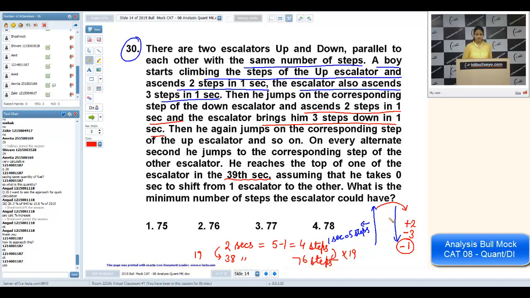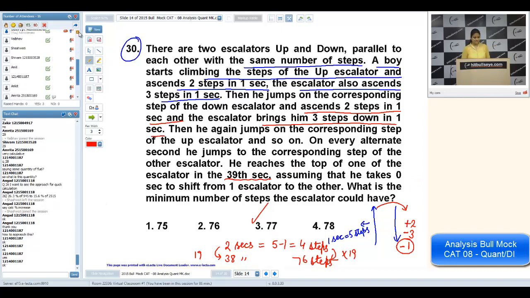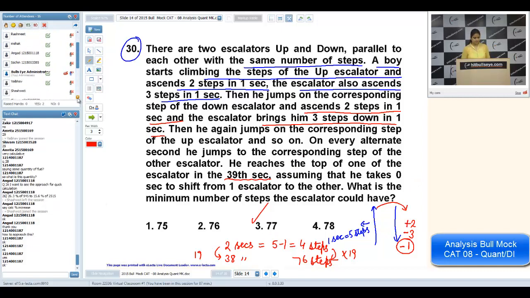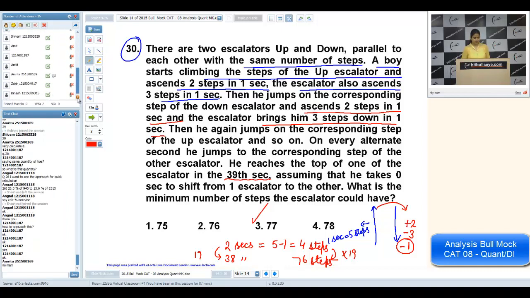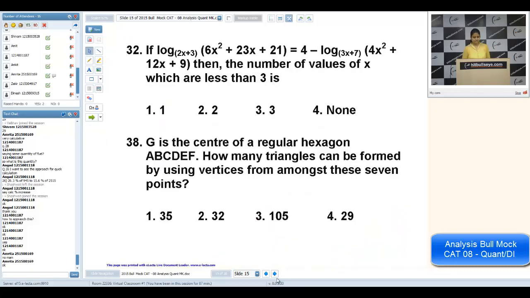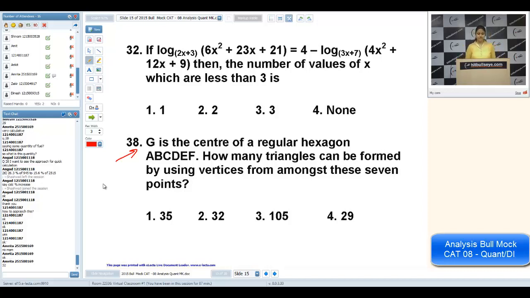Since we are talking about the minimum number of steps, what is the answer? 77. It was a long story, but the question was very, very easy. Is it okay? Yes, Amrita, you want to say something? Okay, let us move. Yeah, 32nd and 38th are very, very easy if you are comfortable in PNC, permutation and combination, the very basic thing. And for the 32nd, you should know log properties.